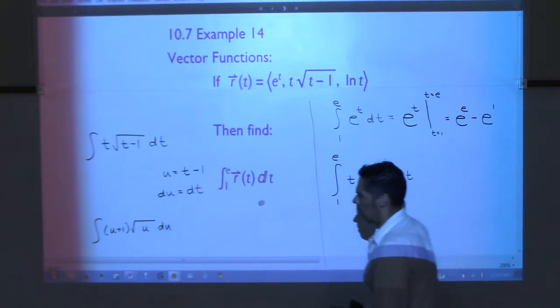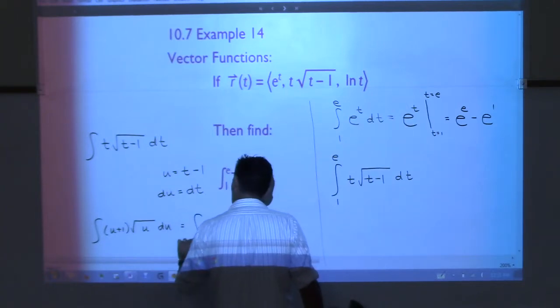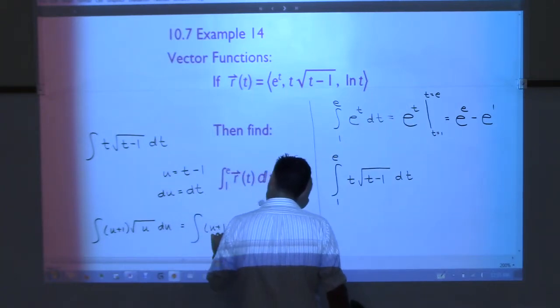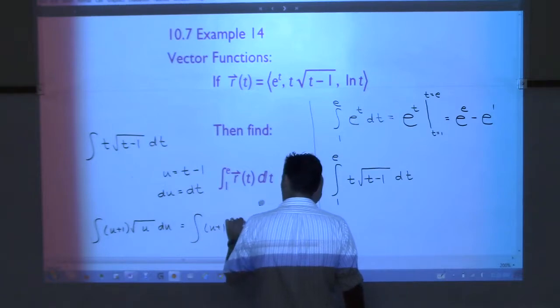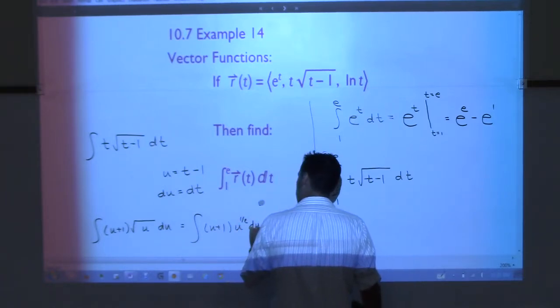And now we'll distribute. So I'll do one more line. This is the integral of u plus 1, times u to the half, du.